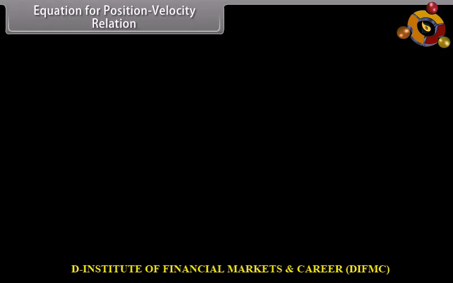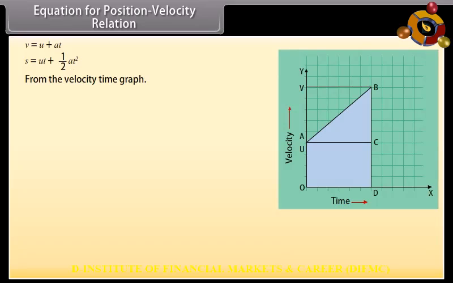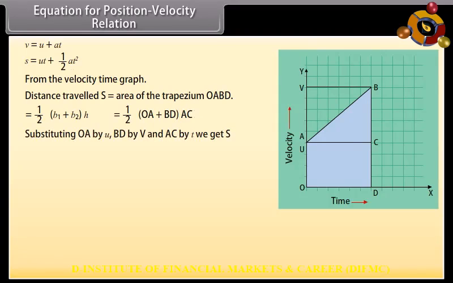Equation for position-velocity relation. The third equation will be obtained from these two equations. From the velocity-time graph, distance traveled s is equal to the area of the trapezium OABD. This is 1 upon 2 into (b1 plus b2) into h, which is equal to 1 upon 2 into (OA plus BD) into AC. Substituting OA by u, BD by v, and AC by t, we get s is equal to 1 upon 2 into (u plus v) into t, equation 1.